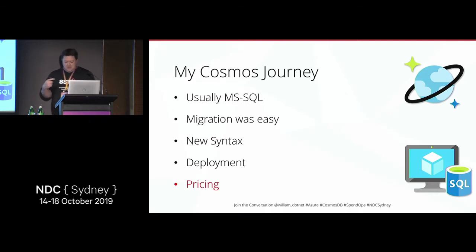So my journey with Cosmos is, usually Microsoft SQL. That's my default. That's what I use. I'm very used to it. Migrating to Cosmos was quite easy. There are some tools that you can use, like the bulk import tool. I can take an existing SQL database and just copy it to Cosmos DB. The new syntax is a bit to learn. There are a few quirks that you have to get used to. It's a bit different, but it's good.